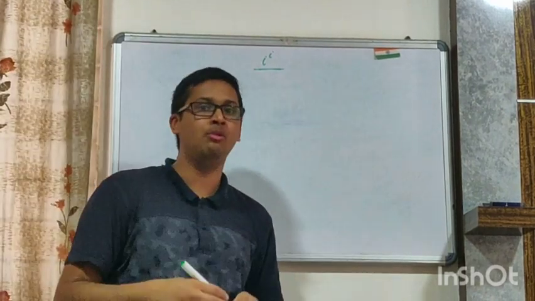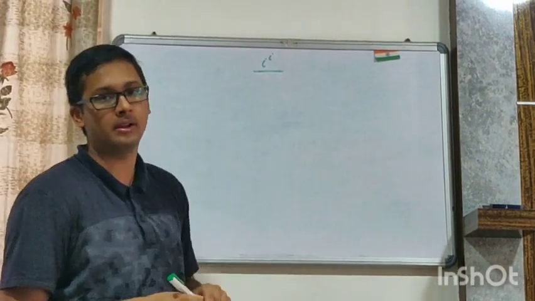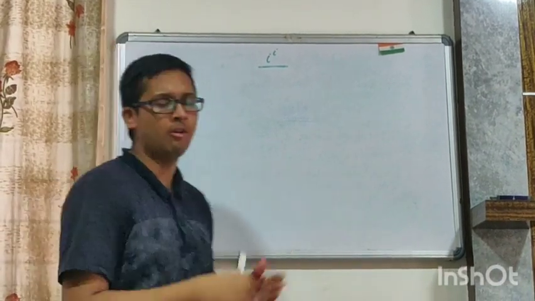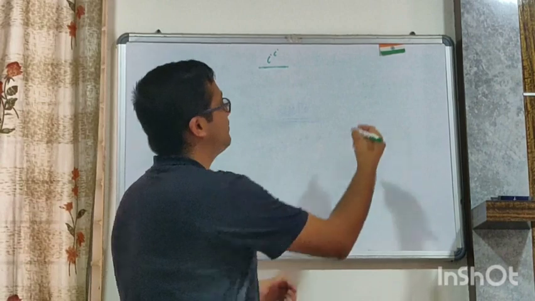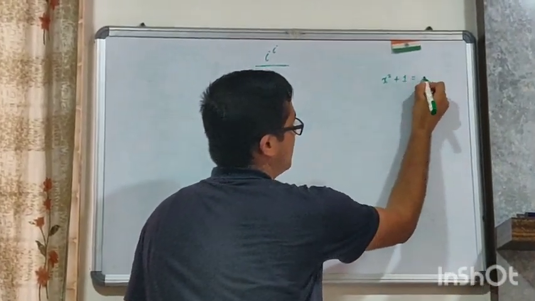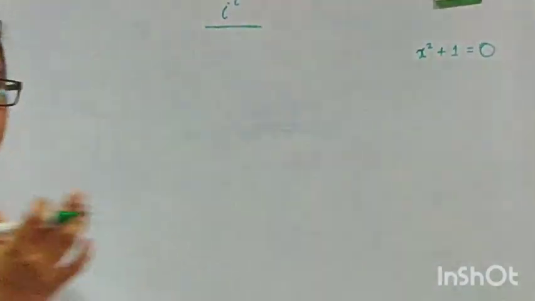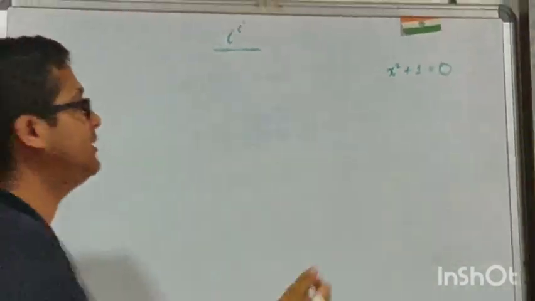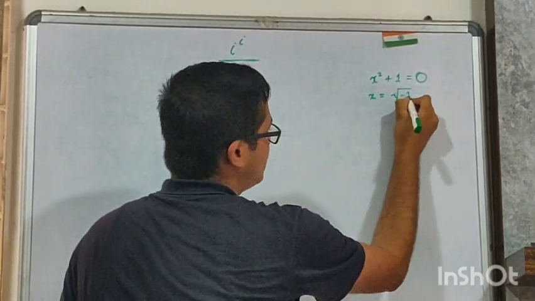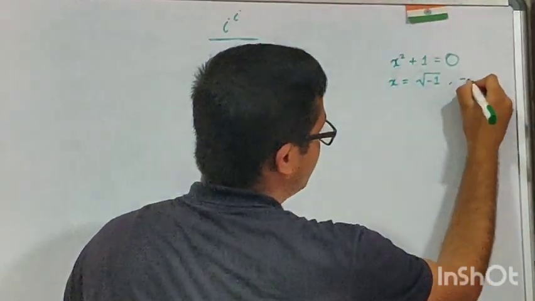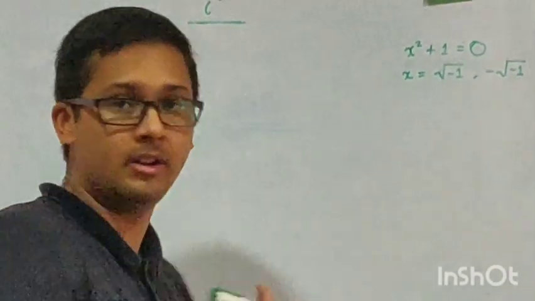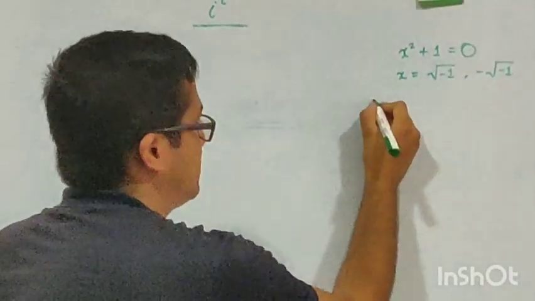For the people who are new to this complex number topic, let us give a very brief explanation about what complex numbers are. For example, let us take the equation x square plus 1 equal to 0. This equation doesn't have any real roots. As you can see, the roots are x equal to root of minus 1 and x equal to minus root of minus 1. These numbers are not defined in the real number system.